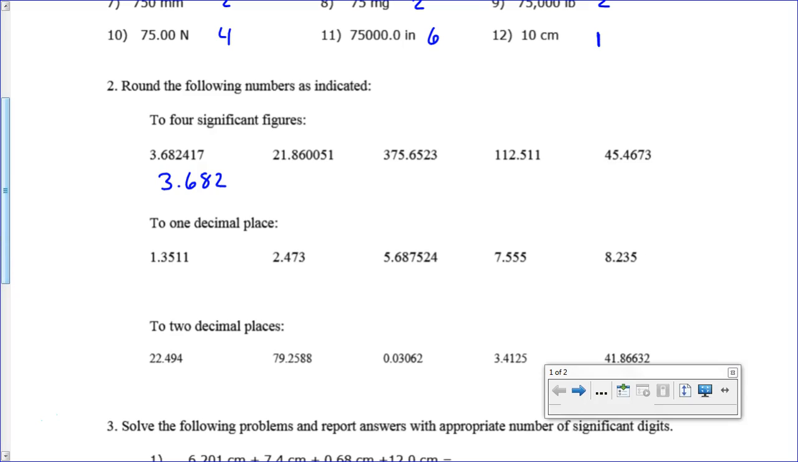Similarly here, we're going to start rounding to 4 significant figures. We're going to go over until we get 4 numbers that are significant. All right. And then we look here. What we have is a 0 after that, so we'll round down again. So 21.86 is the answer there.